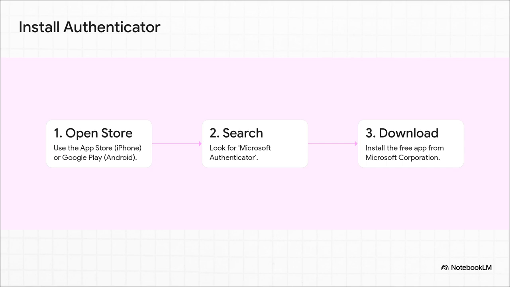In that search bar at the top, just type in Microsoft Authenticator. Now this part's really important. You'll see a few options, so make sure you find the official one published by Microsoft Corporation. It's totally free, so just go ahead and download that now.